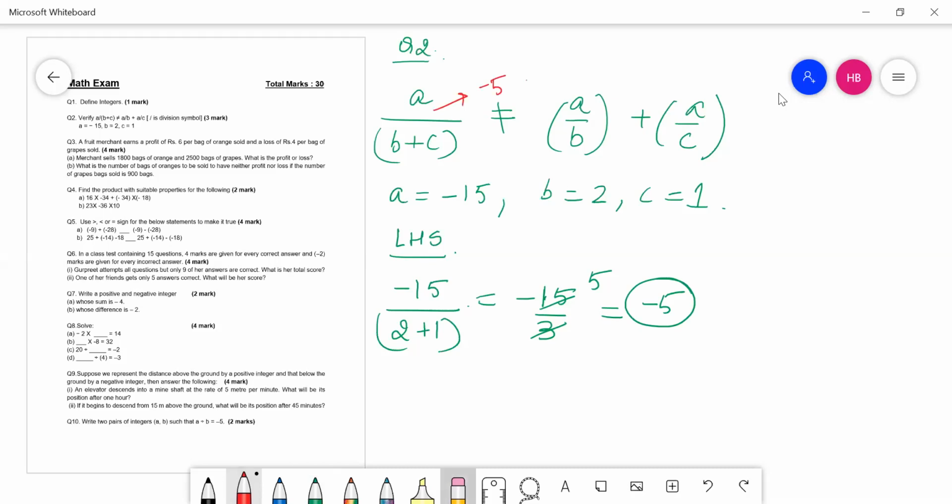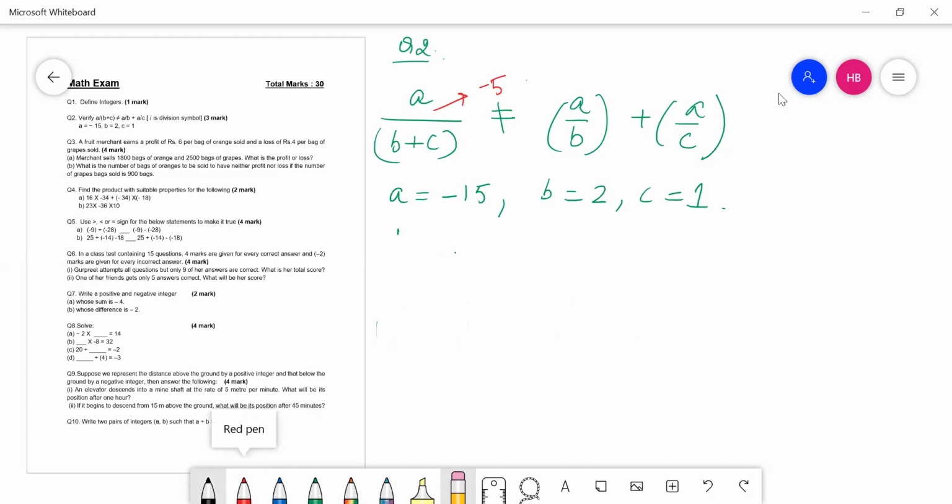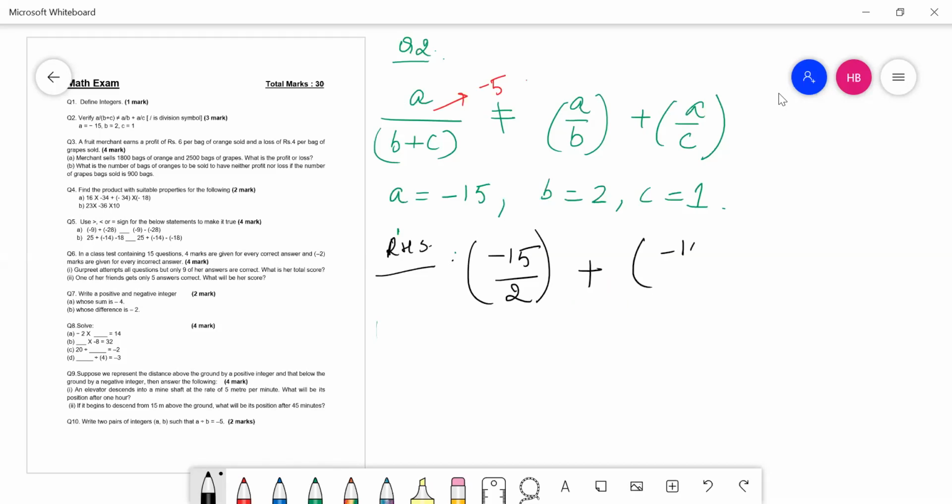Now let's solve the RHS part. In RHS, A by B is minus 15 by 2, plus A by C, which is minus 15 divided by 1. So minus 15 divided by 2: 2 5s are 15, 2 7s are 14, 2 8s are 16. If I actually do this division of minus 15 divided by 2, 2 7s are 14.